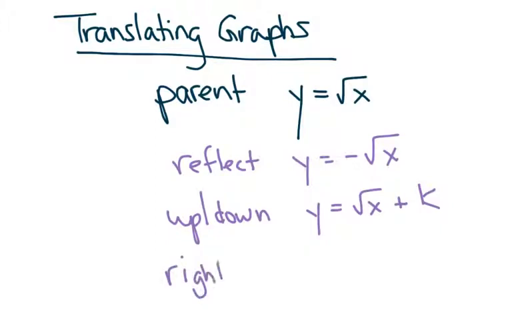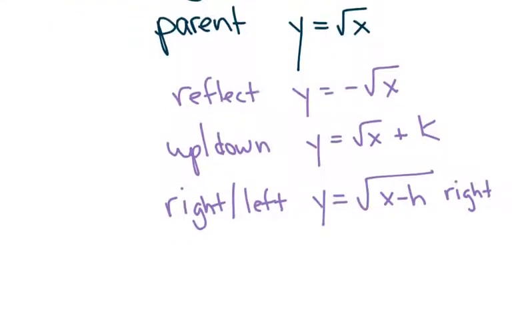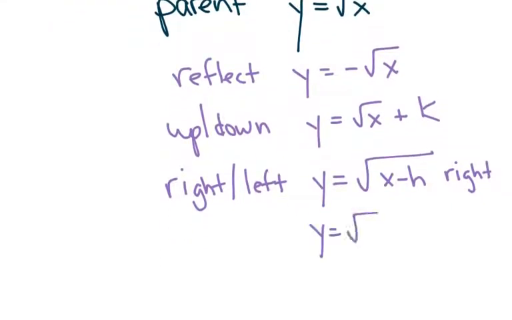For left and right, however, in previous sections, we've talked about adding or subtracting a number inside a set of parentheses. For the square root function, we're going to add or subtract a number inside the radical. So if it says x minus h, that's going to be to the right, h. And if it says x plus h, it's going to be to the left.